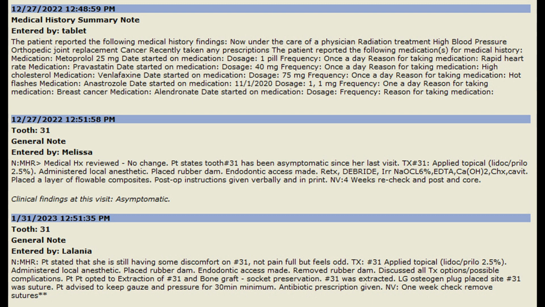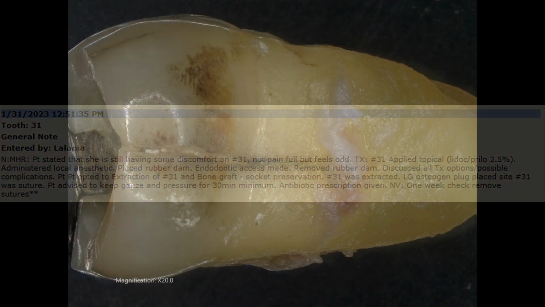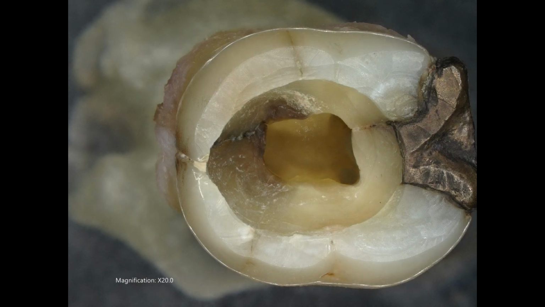At this visit, the tooth was debrided again with the same irrigation protocol. At the end of January 2023, the patient stated the tooth was still having discomfort and the tooth was extracted and sent to me. This is how I received the tooth and my radiograph of the extracted tooth. This is an occlusal view of the tooth showing the stepped axis and an apparent mesial distal crown fracture.